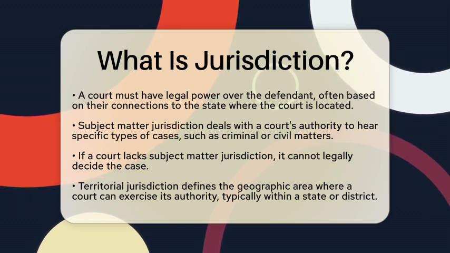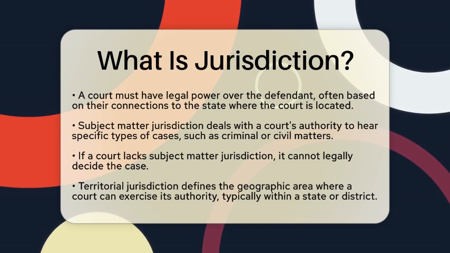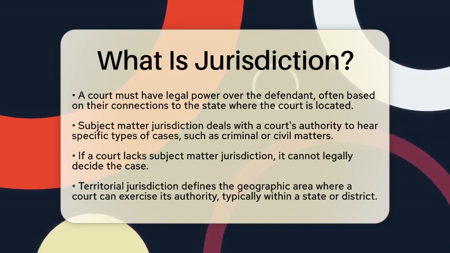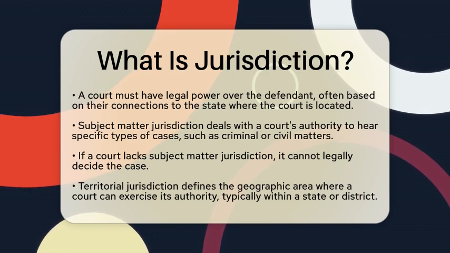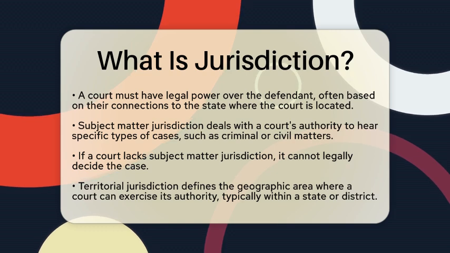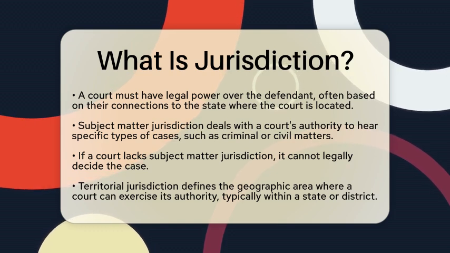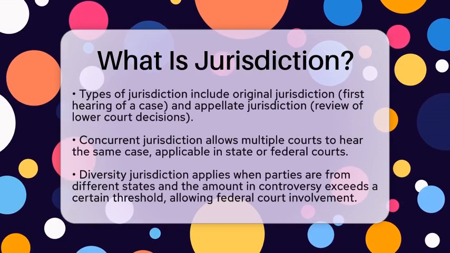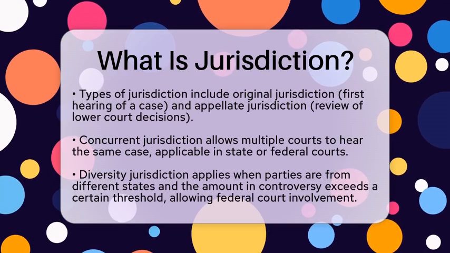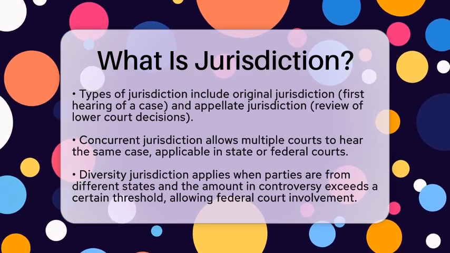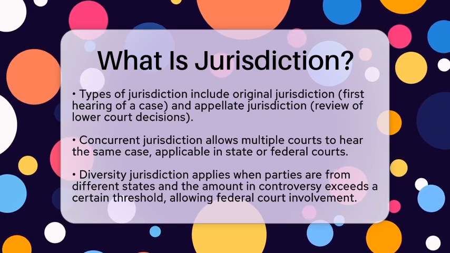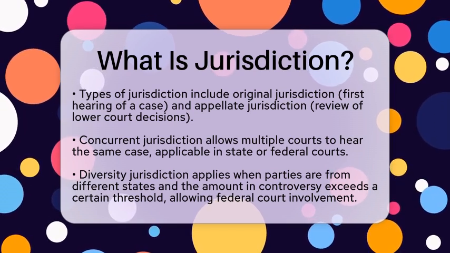Now, let's look at the types of jurisdiction. Original jurisdiction is when a court hears a case for the first time. Appellate jurisdiction is the authority of a higher court to review decisions made by lower courts. Concurrent jurisdiction occurs when more than one court can hear a case, allowing it to be heard in either state or federal court. Diversity jurisdiction is a specific type of federal jurisdiction that applies when parties are from different states and the amount in controversy exceeds a certain threshold. This allows federal courts to take on the case.